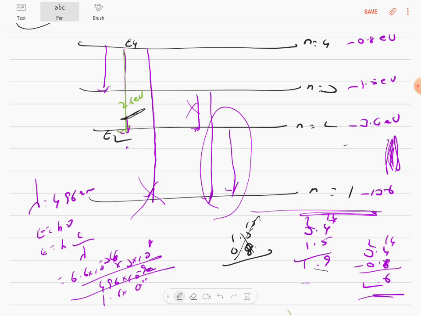So 4 to 2. It's jumping into 2, which means like Balmer series. You're able to identify the series, you're able to do the sum.